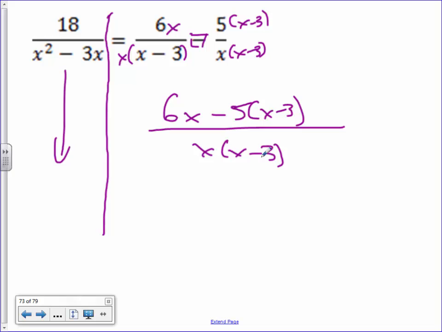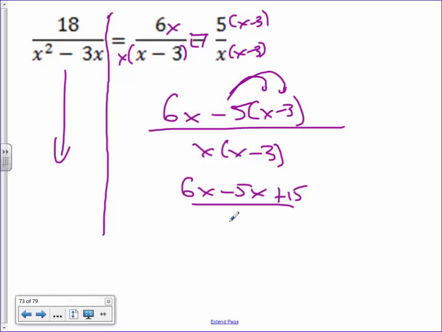You might be a step ahead of me here. We can do some FOILing. Well, expanding, I guess is the word. 5x minus 15. You should have a plus 15. Yeah, because what you'll get is a 6x, you'll get a minus 5x, and then the minus 5 and the minus 3. So careful with those minuses, make it a plus 15.